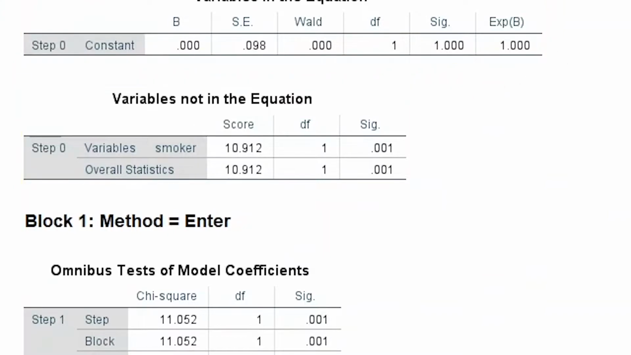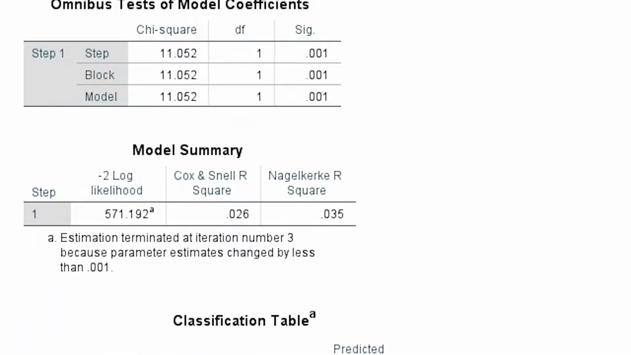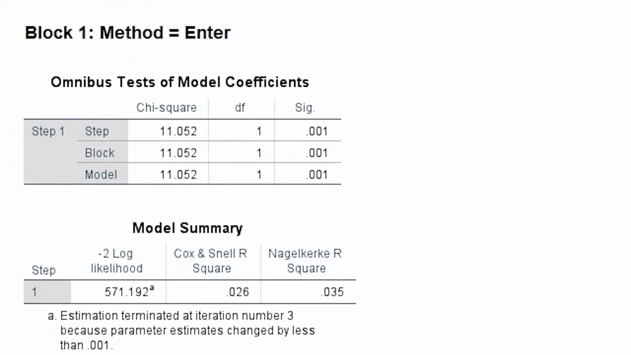In these two tables, we see the results for our model in which no variables are included. So we are also going to skip over those. And that's where the interesting stuff starts to happen. Block 1, where we are first greeted by the table called omnibus test of model coefficients and the model summary.